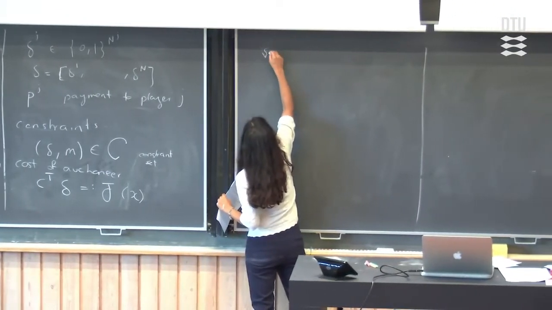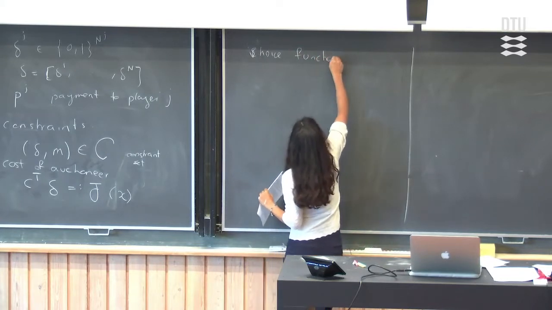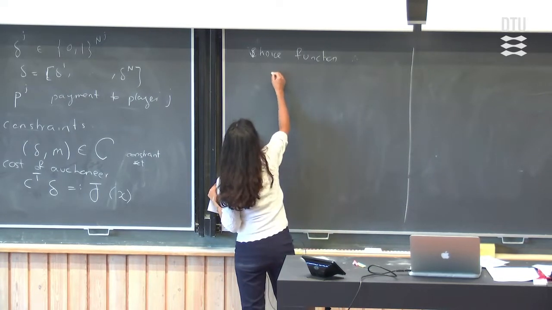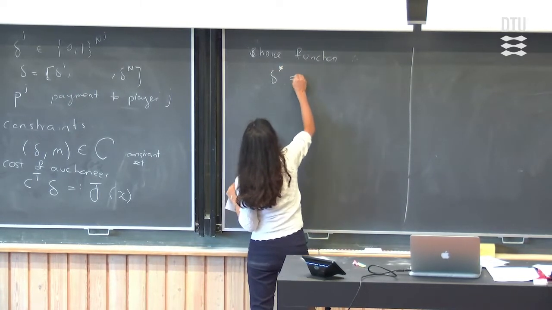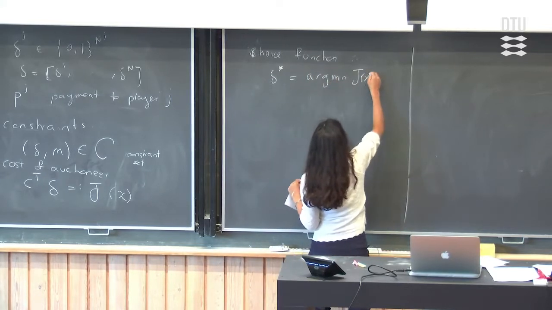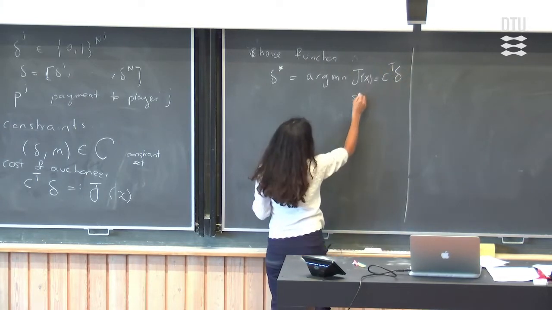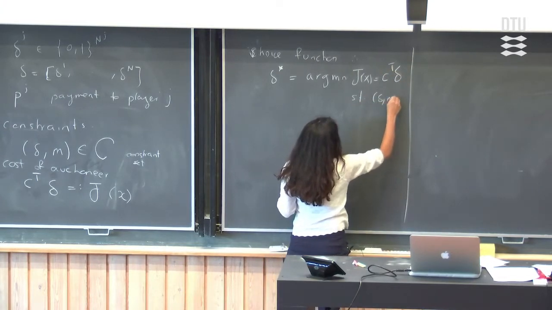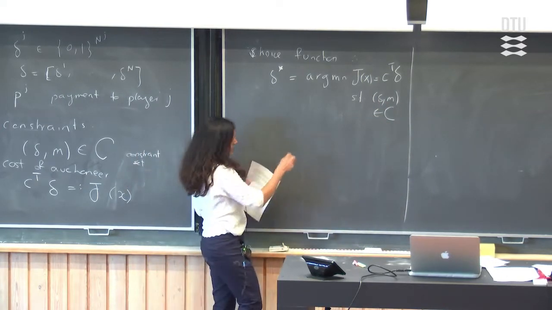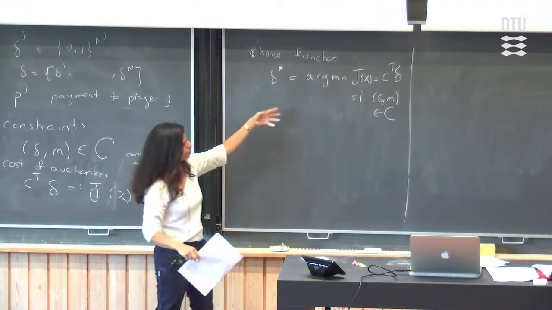So let's say this choice function in pay as bid and VCG both is determined as: delta star is argmin of J of X, which is equal to C transpose delta, subject to delta M in C. Okay, makes sense. We will pick the bids that minimize procurement cost, whether you're pay as bid or VCG.